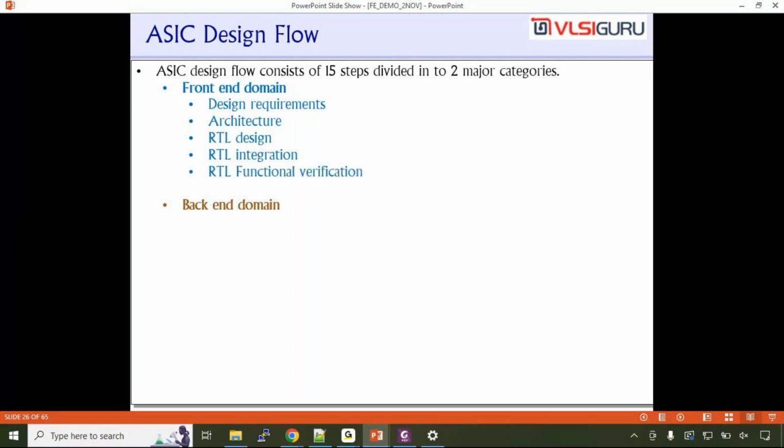What is the next thing? Once you have integrated everything, you have to verify whether it's working fine or not. That is called functional verification. You are verifying the functionality.